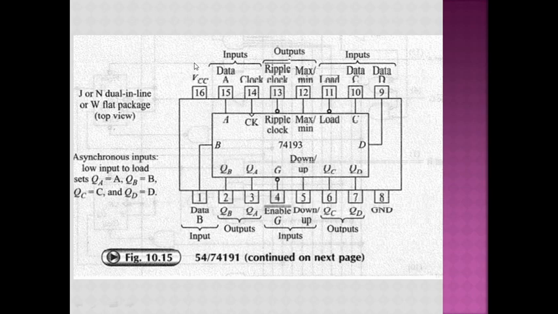Now, this is the maximum and minimum count output, pin numbers 12 and 13. When it is working in count up mode, at the maximum count 1111, the output is activated. And this is the ripple clock. That means when you are connecting in cascade mode, the output of this pin should be connected to the next flip-flops. That way you can cascade a number of binary counters.